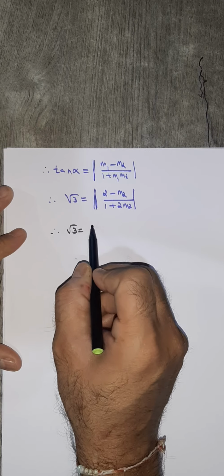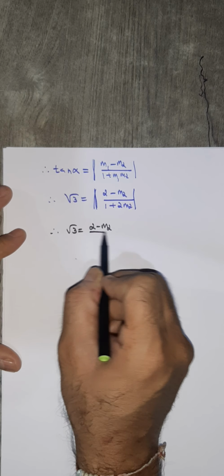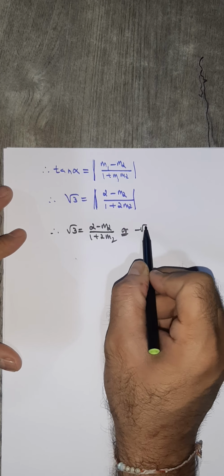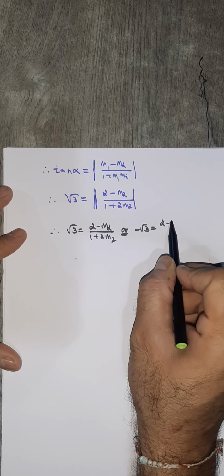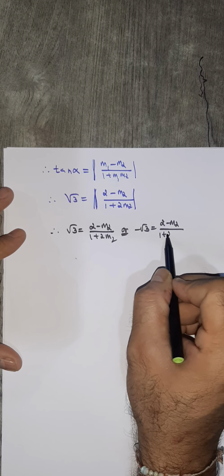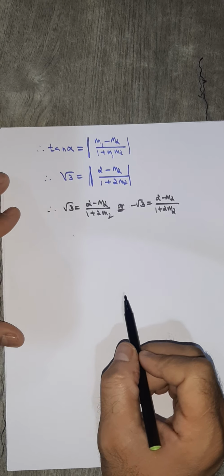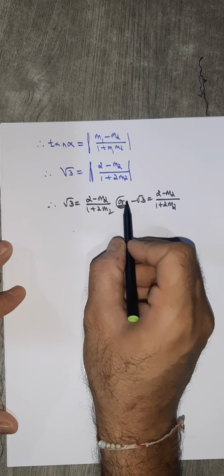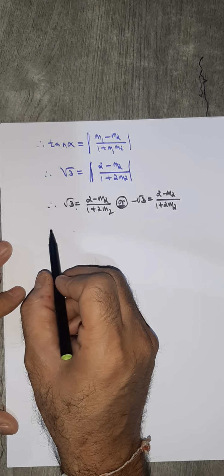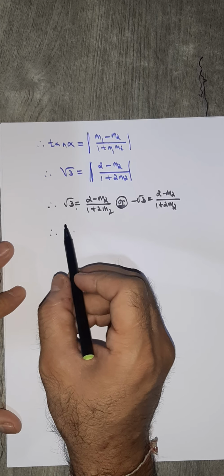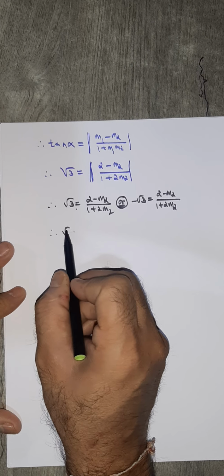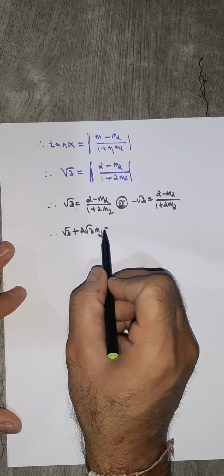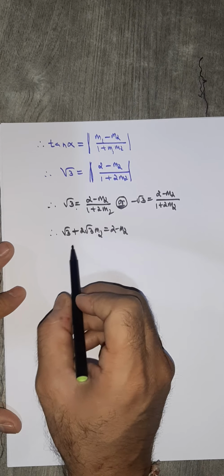So root 3 equals 2 minus m2 upon 1 plus 2 m2, or minus root 3 equals 2 minus m2 upon 1 plus 2 m2. Fine? Okay, now the question is just simplification. Why plus or minus? Because of the modulus. Okay, let's simplify. So here root 3 plus 2 root 3 m2 equals 2 minus m2.